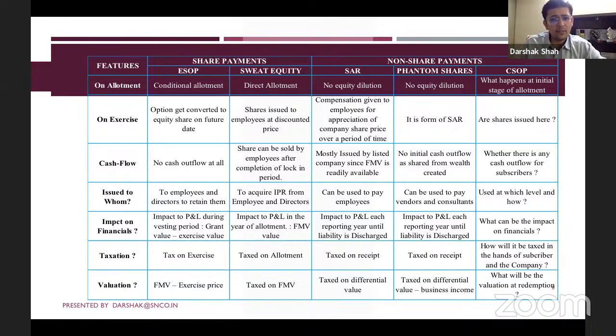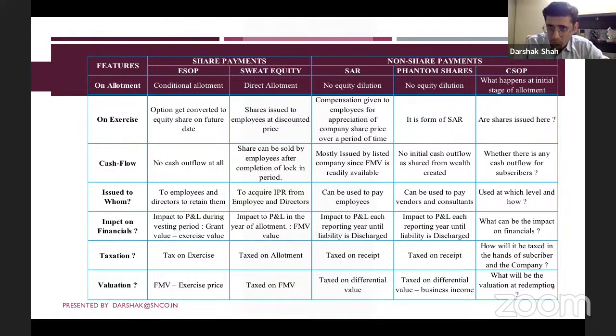and that's basically the differential between the grant value and the exercise price, because that's something which is tangibly visible. So that's going to be on a proportionate basis. It is going to be charged to the P&L account. Taxation wise is of course at the exercise time, and valuation is the exercise price, right? So that's about ESOPs. When we go to sweat equity, we have already discussed.